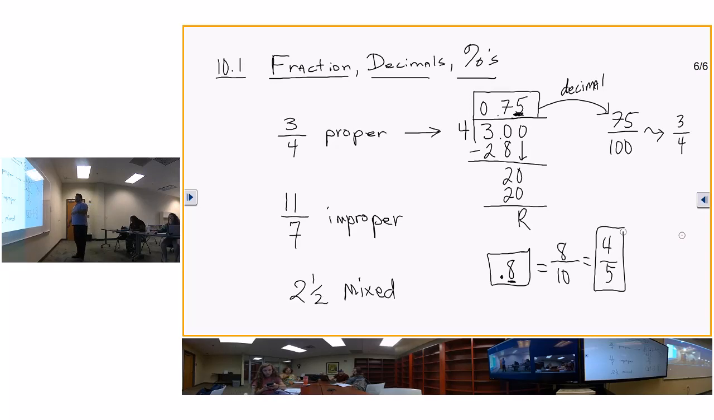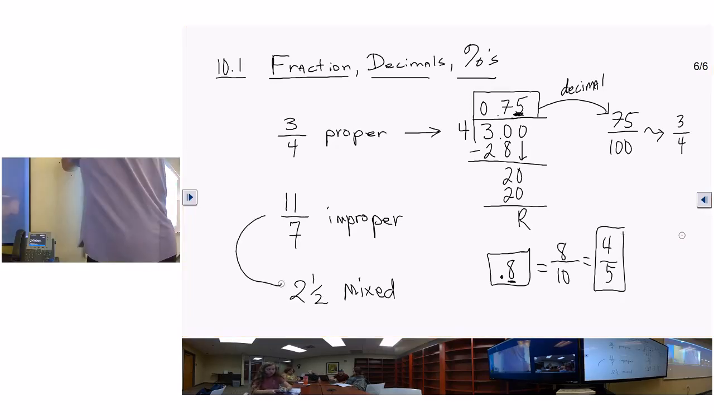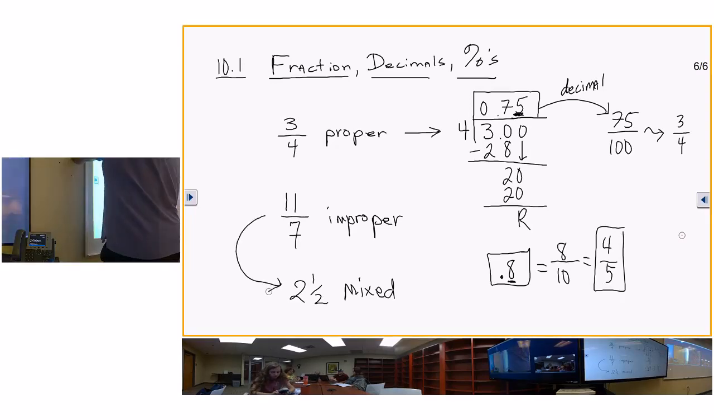Question on that. Now 11/7, you're not going to change that into a decimal. You're going to change that into a mixed number with a decimal. How? Well, you divide it, just like you did with this one.